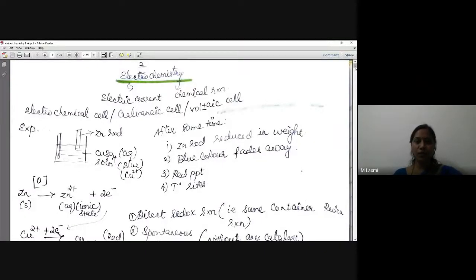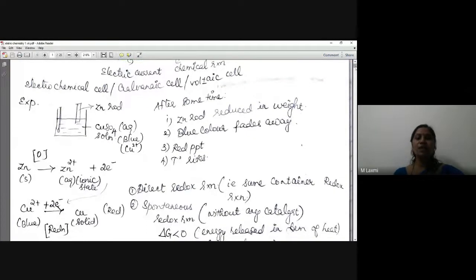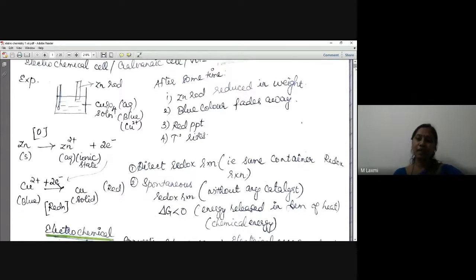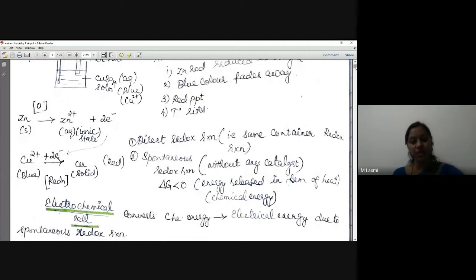Okay. So let us start with the revision of electrochemistry. As you all know, electrochemistry involves the electrochemical cell, otherwise called a galvanic or voltaic cell, which is going to convert chemical reaction to electrical energy. The driving force for this conversion is that it should be a redox reaction. It converts chemical energy to electrical energy by means of energy obtained from a spontaneous redox reaction.